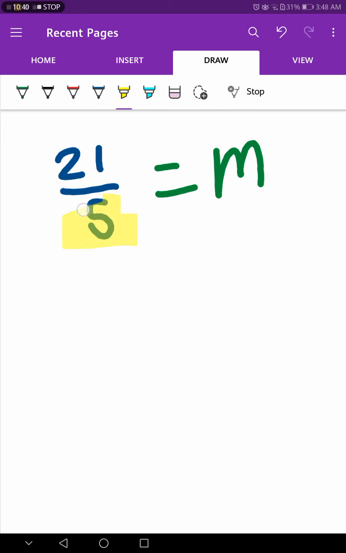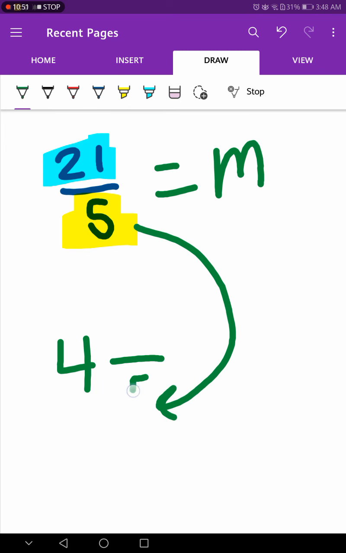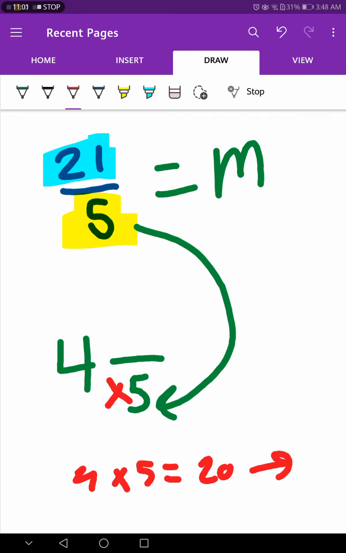Yes. How many 5s in 21? Teacher, it is 3. 3 or 4? No, it is 4. And draw this line and make the 5 down and do the multiplication mentally, okay? It is 4 multiply 5 equal 20. How many steps do I need to reach the 21? Okay, I need one step, so up we have 1.